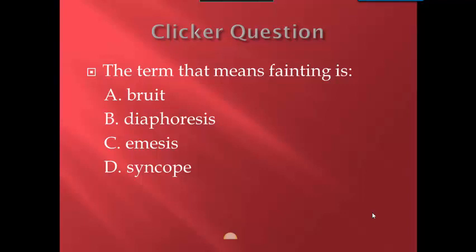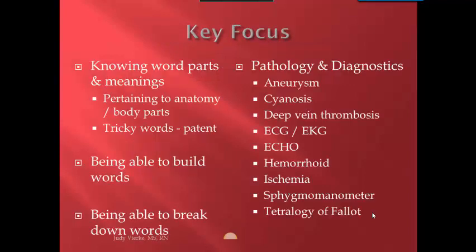Here's another clicker question. A term that means fainting is syncope, meaning to pass out or to faint. And so that brings us back to patent, meaning open. Aneurysm was a widening of a vessel. Cyanosis is an abnormal condition of blue due to decreased oxygen to the tissues. Deep vein thrombosis is a clot that forms in the deep veins, usually in the calf or the leg. ECG or EKG, electrocardiogram or electrocardiography, is the process of recording the electricity of the heart.